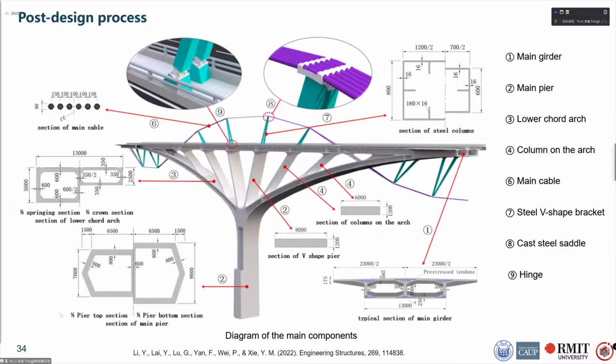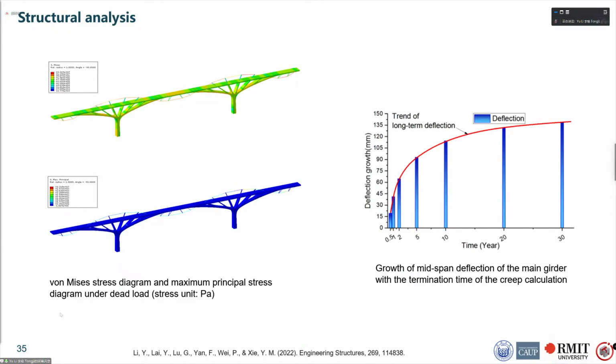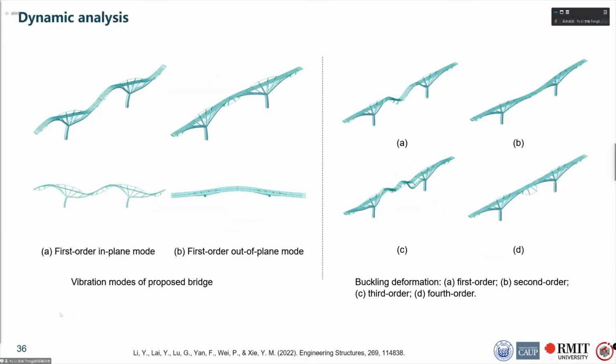Then we have applied a trial design based on the bridge. This is a diagram showing the main components, which mainly include the main girder, main pier, lower chord arch, column on the arch, and some other components. The static analysis shows that the new bridge is quite rigid, and the analysis of the mid-span deflection of the main girder also indicates that this composite bridge is competitive in terms of long-term deformation. In addition, we have also performed some dynamic analysis, and the results are consistent with the static analysis.